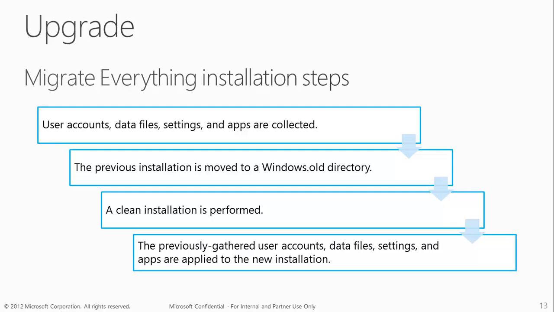User accounts, data files, settings, and apps are collected. The previous installation is moved to a windows.old directory. That means your Windows, Program Files, Program Files x86, Users directory, Documents and Settings if it exists, and ProgramData, all of these folders that were part of the previous installation on the root of the system drive, are moved completely into this windows.old directory.